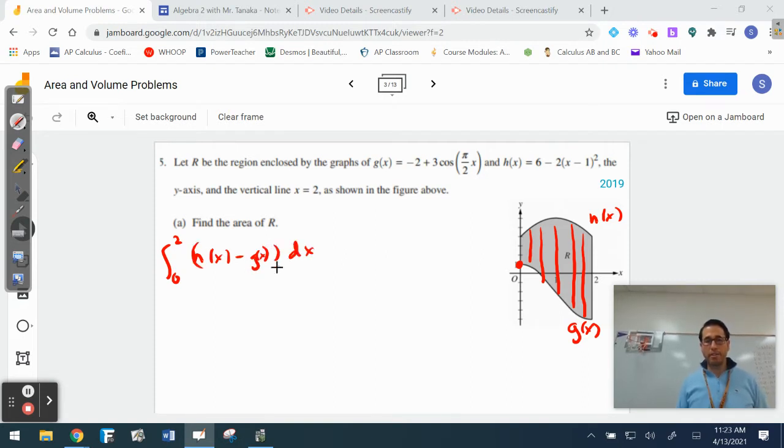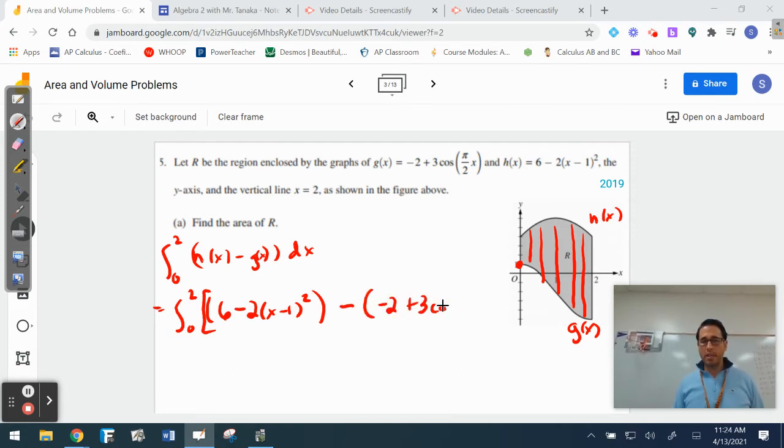Now, non-calculator, a lot of work. And this can be tough for some of us, I know. So I'm going to take my time and do it with you. 6 minus 2 times the quantity x minus 1 squared, minus negative 2 plus 3 cosine of pi over 2x, dx. Okay, so what is the antiderivative of 6? Well, it's just 6x, right? What is the antiderivative of negative 2?